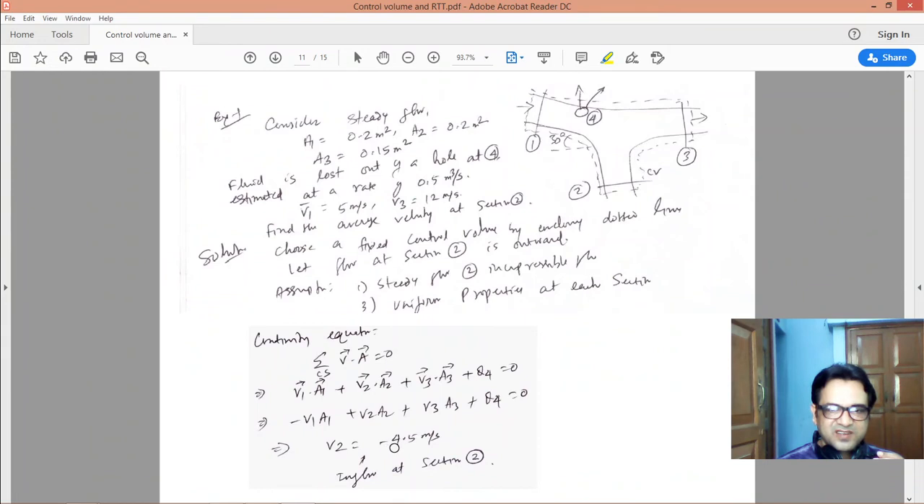So v2 is negative. Negative means it is inflow at section 2. We assumed it was outflow condition. Outflow condition means positive velocity, but we are getting a negative value for v2, so our assumption is wrong. So we will get the inflow condition. At cross section 2 the mass will enter the control volume. In this way you can solve different problems using the control volume approach.